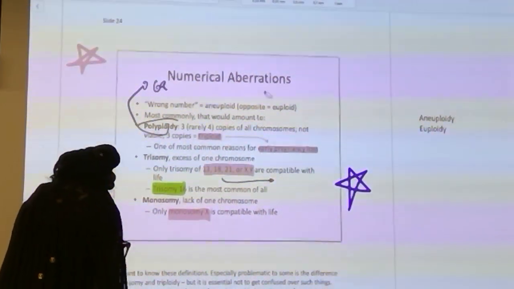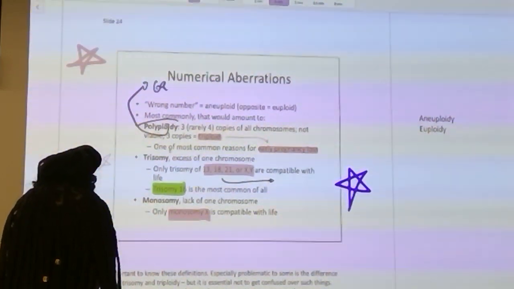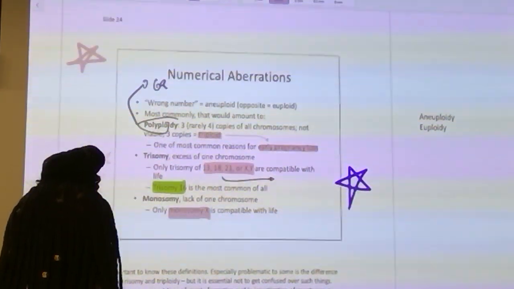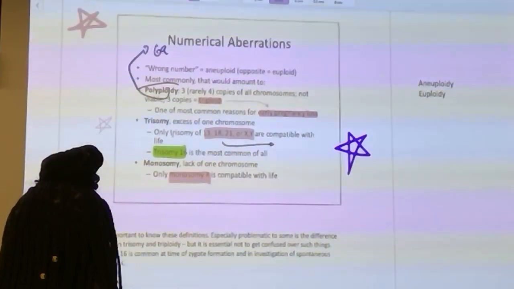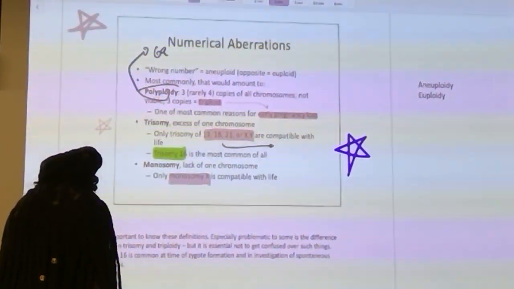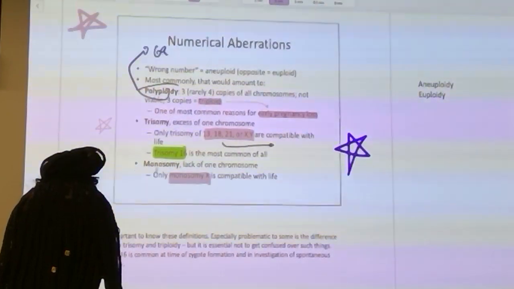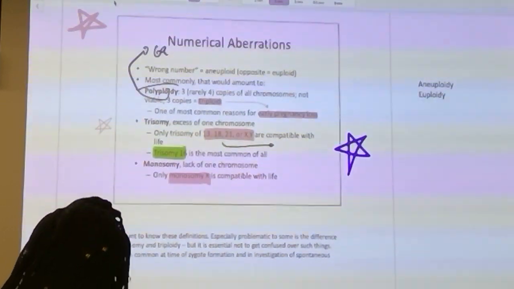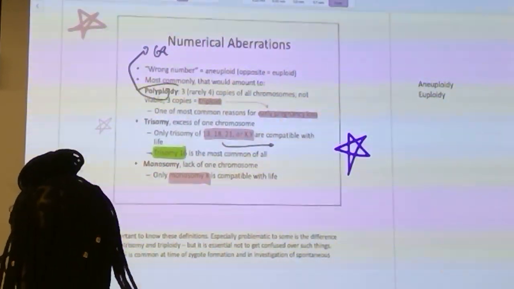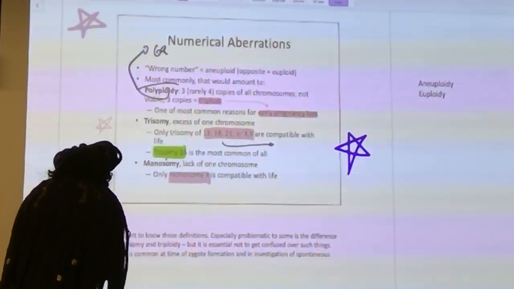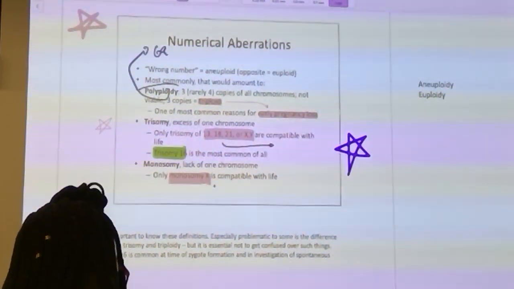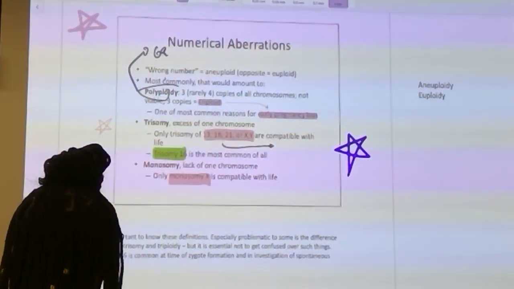Just know that these aberrations for trisomy and monosomy are caused by nondisjunction, and as a female gets older, chances of nondisjunction increase. The viable trisomies are 13, 18, 21, X and Y. Trisomy 16 is the most common nondisjunction, but this leads to spontaneous abortion. The only viable monosomy is X. And 69 chromosomes is triploidy.